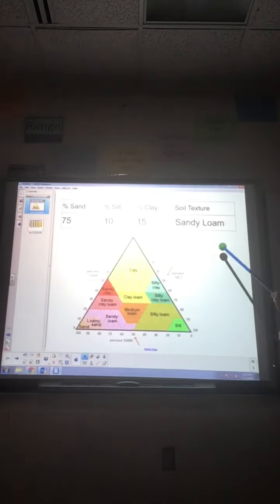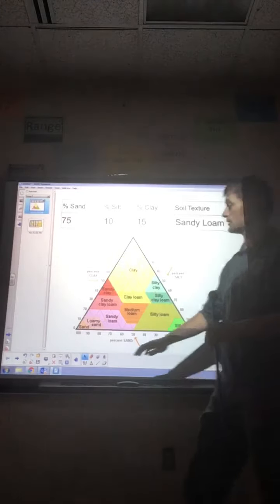Those three lines meet right here in this purple box. That's the sandy loam. If you use a ruler, I've got rulers out for you to use, you can lay them out, and you can use multiple rulers if you need to. We have plenty. I think it'll be fairly easy and straightforward for you to figure out.